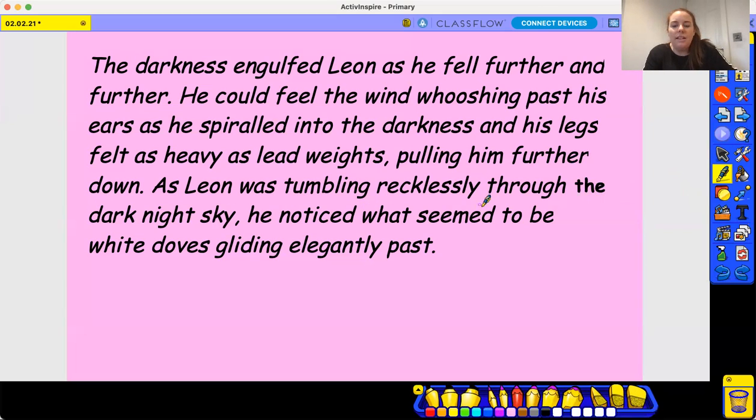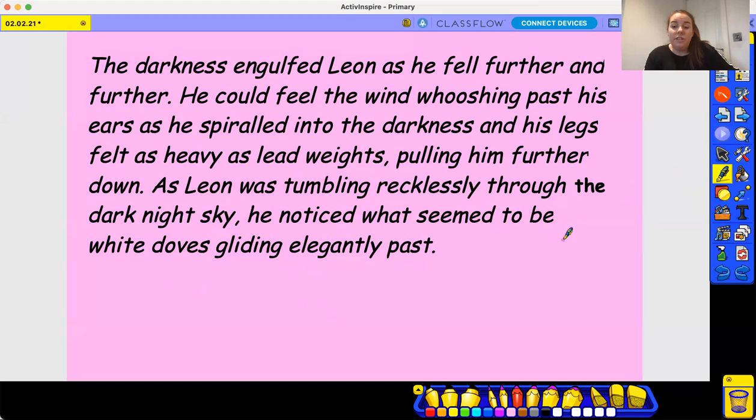So as Leon was tumbling recklessly through the dark night sky, he noticed what seemed to be white doves gliding elegantly past. And what I've tried to do here is change the dynamic. So he's tumbling recklessly, quite clumsily, but yet we're looking at the fact that we've got these doves that are gliding elegantly past. It's almost like it's a complete difference in the dynamic of the sentence. And those of you that are keen to put fronted adverbials in your sentence, you will know that I've got, as Leon was tumbling recklessly through the dark night sky, comma, he noticed what seemed to be white doves. And we know that he noticed what seemed to be white doves. And when did that happen? As he was tumbling recklessly. So we've got a fronted adverbial in there.